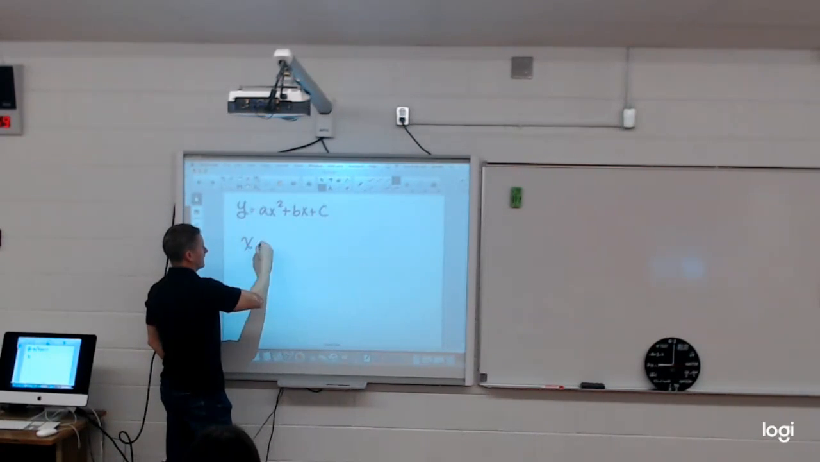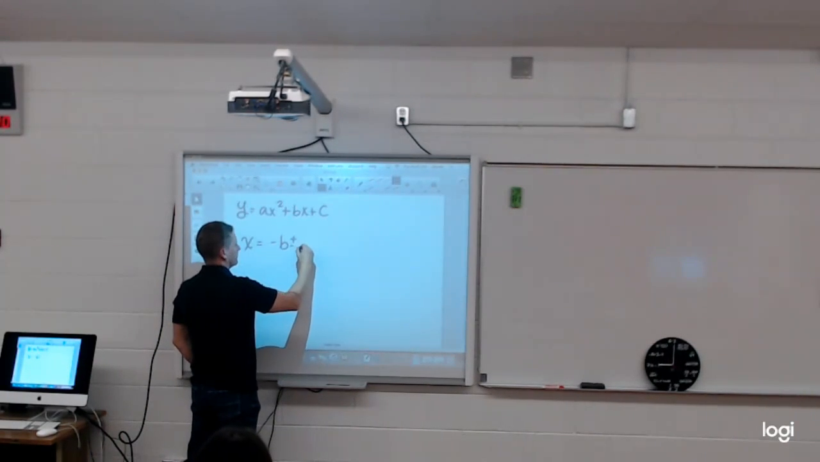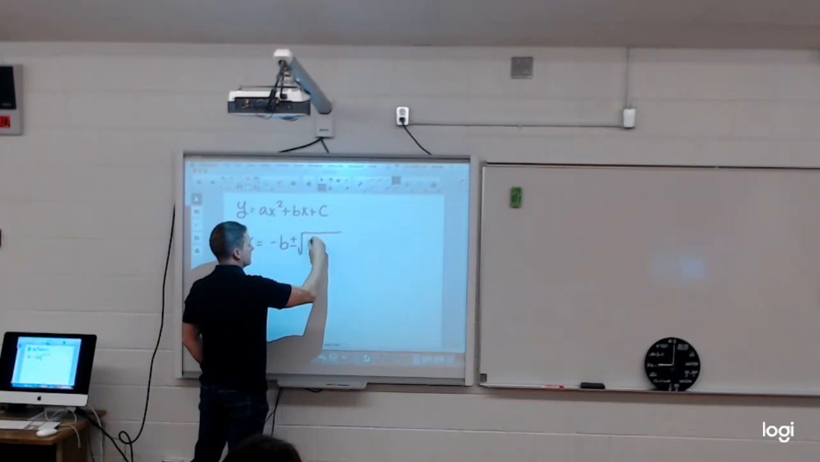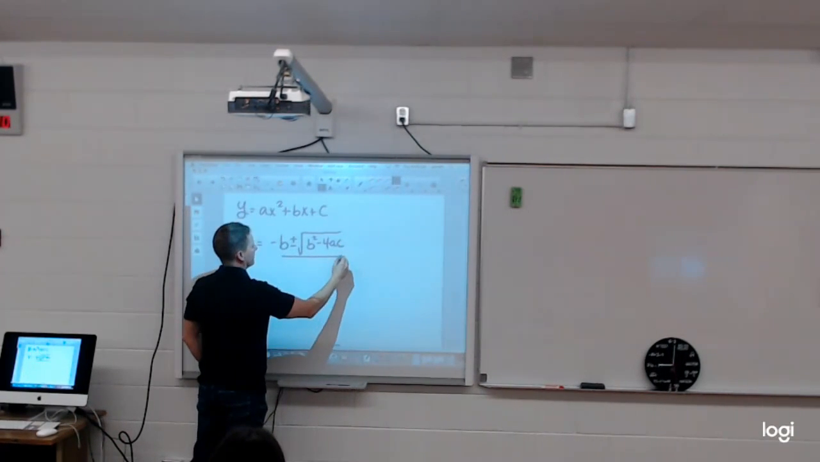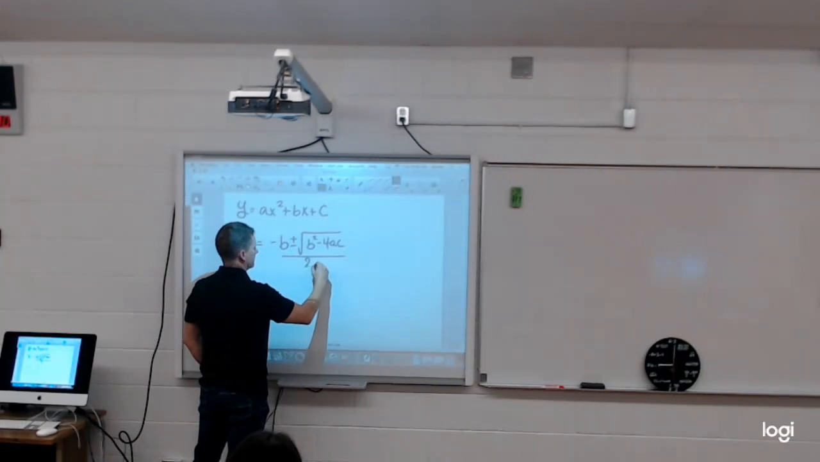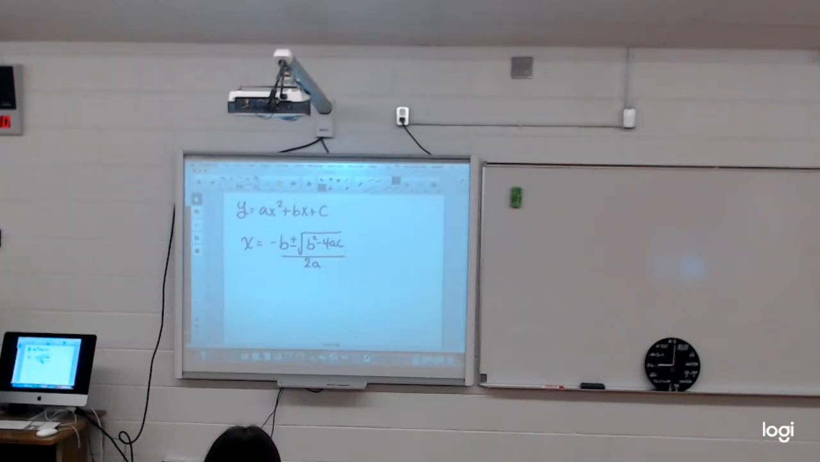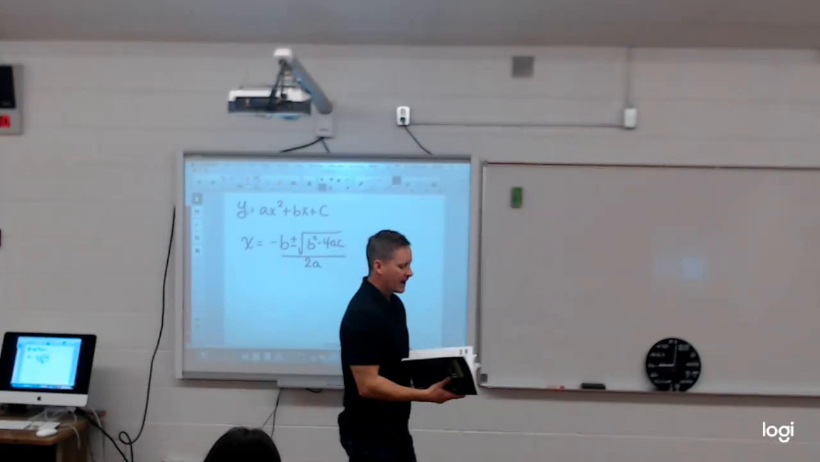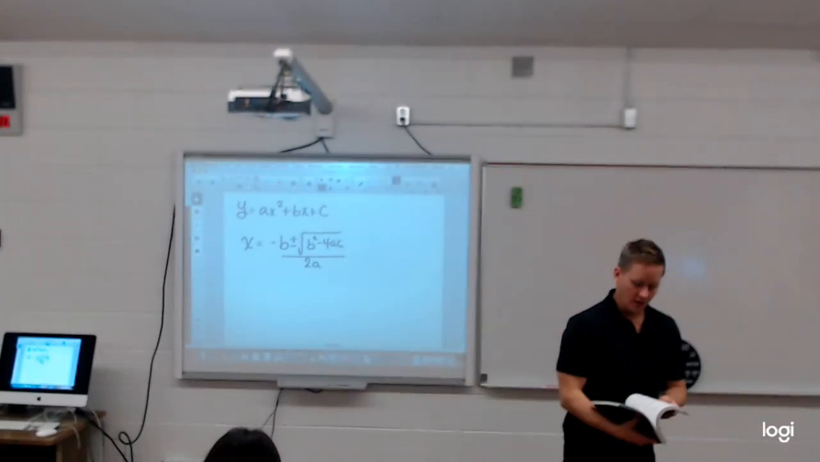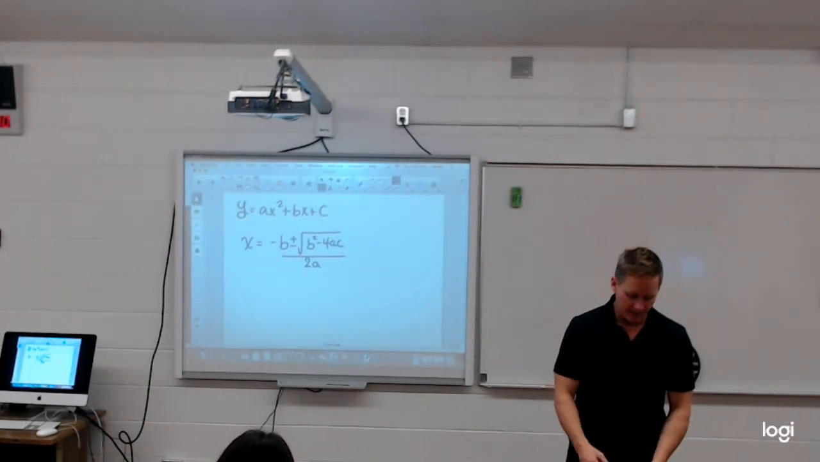It works like this. X is equal to minus b plus minus the square root of b squared minus 4ac over 2a. Okay? This is called the quadratic formula. And what this allows us to do is solve for these roots, get exact values for these roots, not decimal values, without being able to factor it.